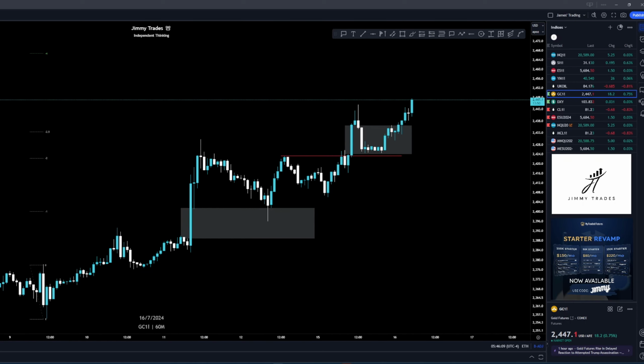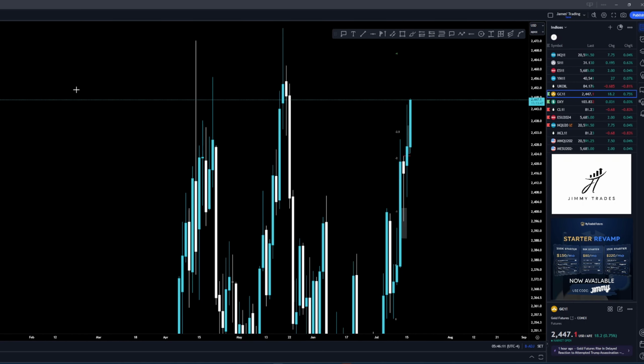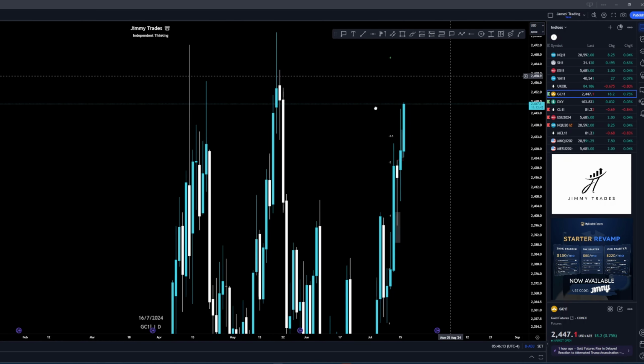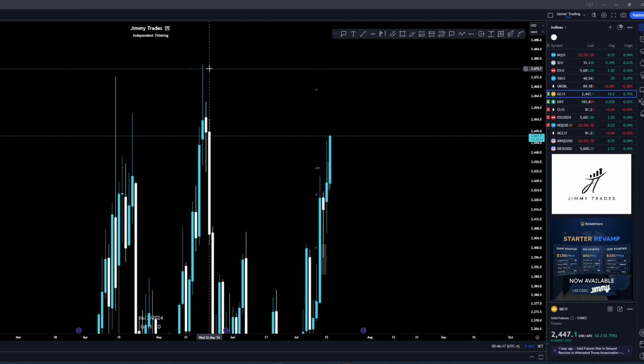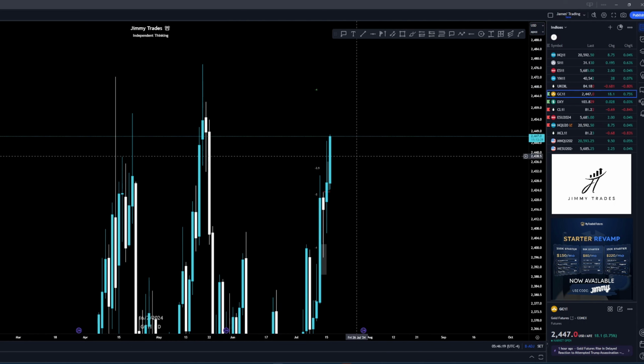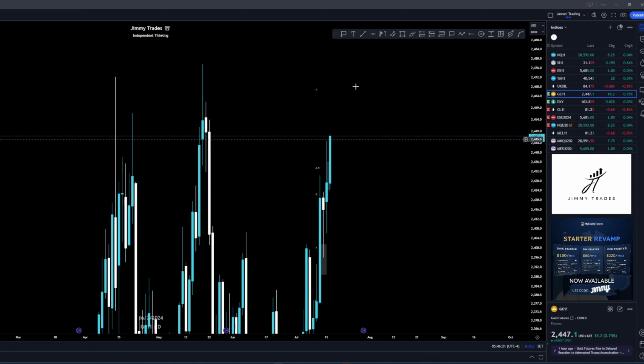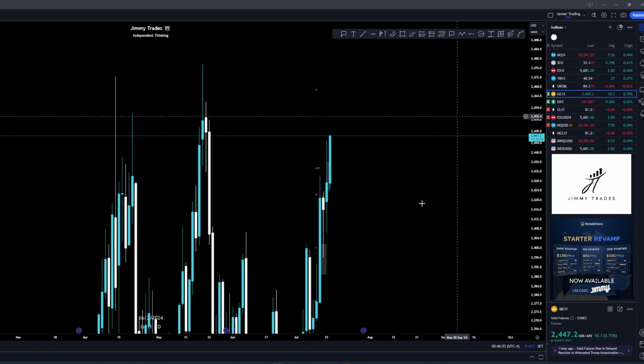Let's jump out to the daily quickly and just see. So that -4, it's very close to align with those highs. So I like that.